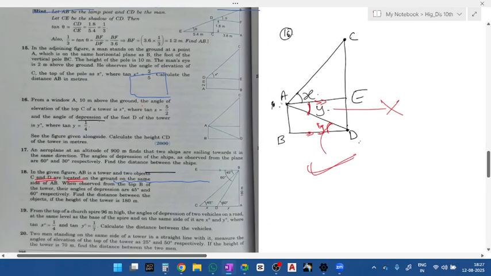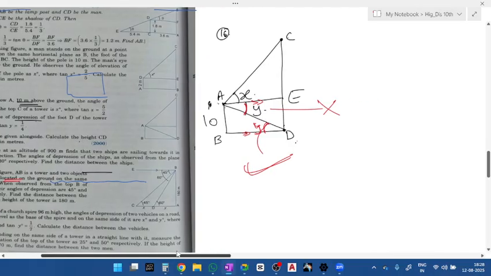From a window A 10 meters above the ground, BD is the ground here. Okay, and D is the foot of the tower. BD is the ground. So what's the distance between A and B? Students, what's the distance AB? It is 10 meters above the ground. AB will be 10. The angle of elevation is given, tan x is given, tan y is given. What do we need to find here? You have to calculate the height CD.